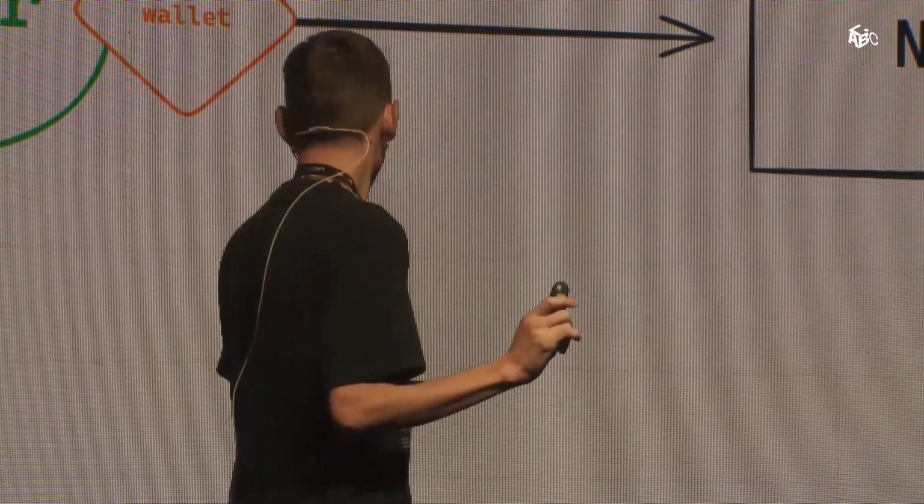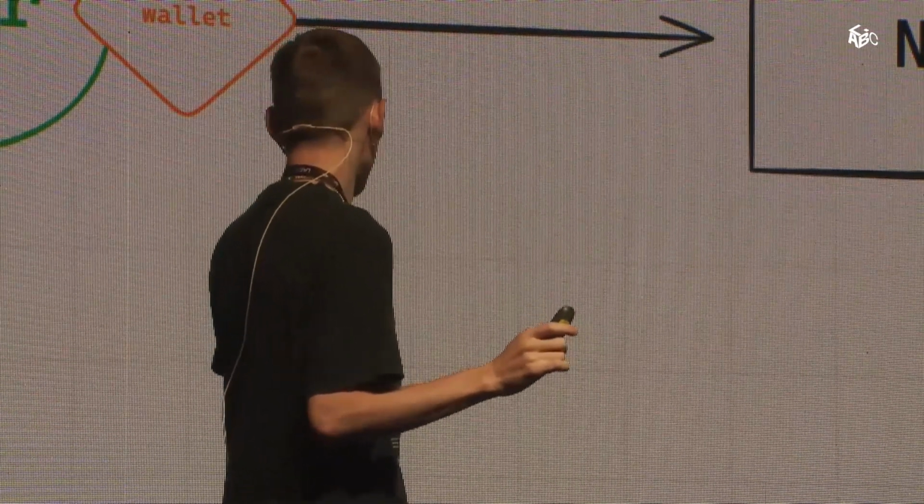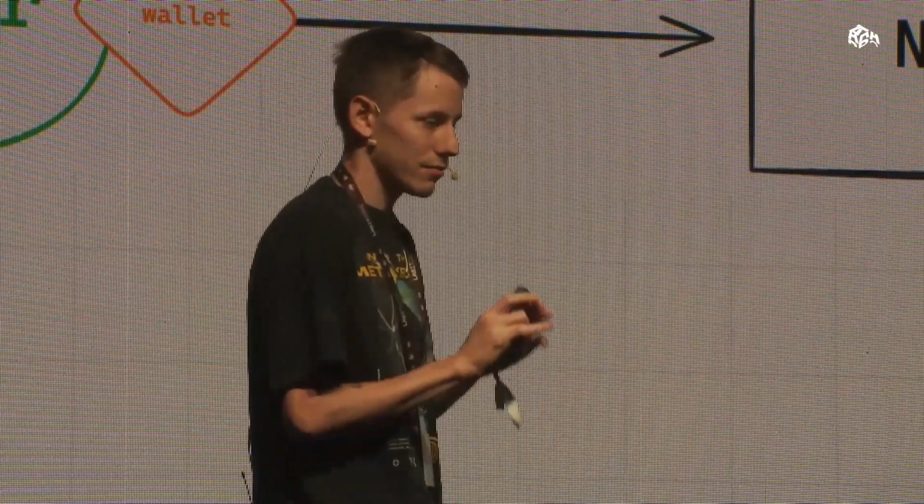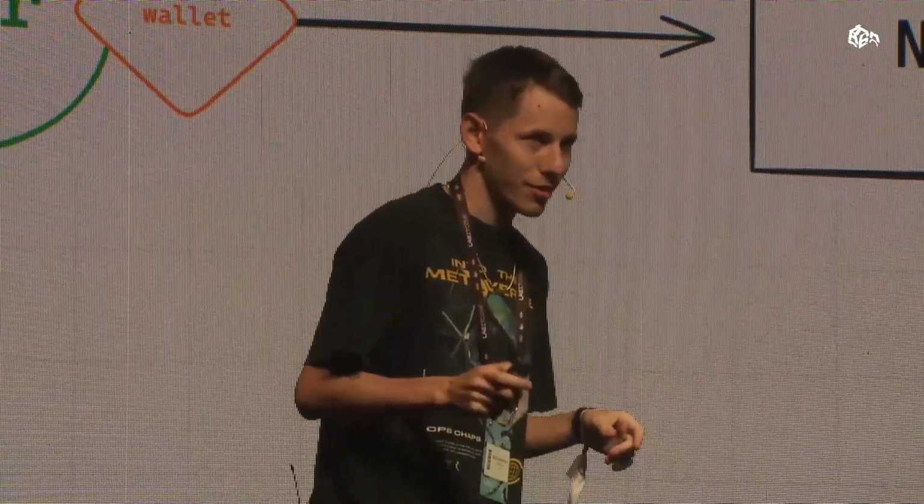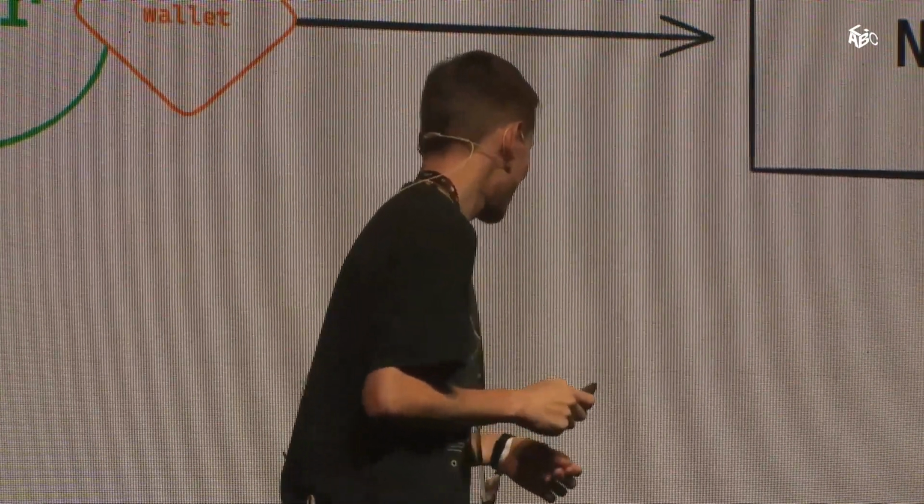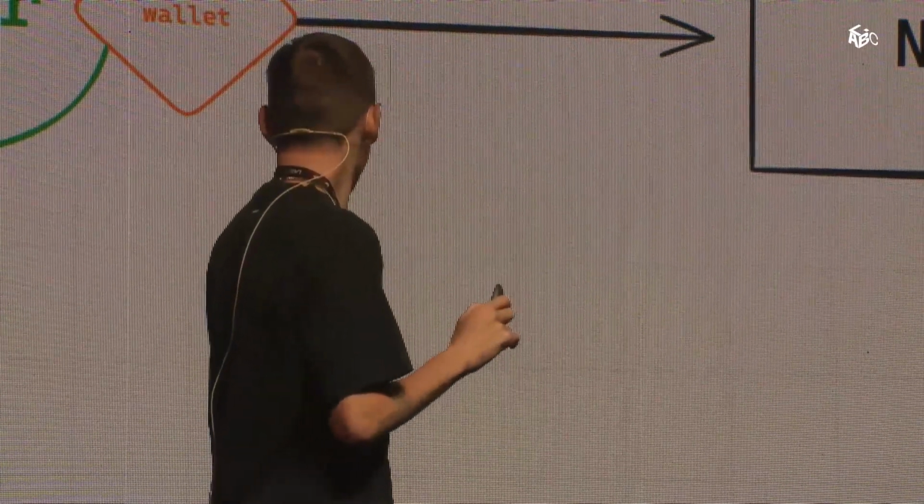And an interesting thing here is that we should notice that the user and wallet are one entity, but in the next slides we will see that they are separated thanks to account abstraction. I hope you listened to the previous speaker about account abstraction. It's really important to understand this topic.